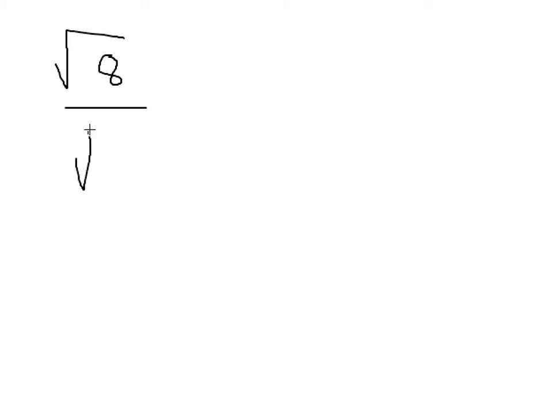Next is division. So if I had the square root of 8 over the square root of 2, this is the same as the square root of 8 over 2. So 8 divided by 2 is 4, so it's equal to the square root of 4.